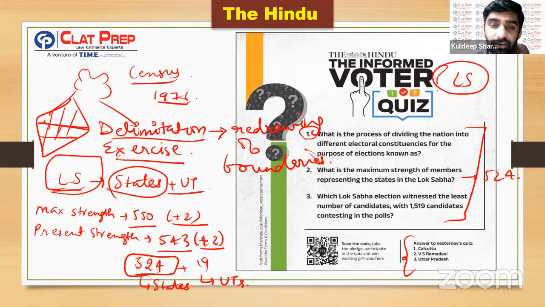Next, third question, another interesting question. Which Lok Sabha election witnessed the least number of candidates, with 1,519 candidates contesting the post? So basically, in which election did the fewest Lok Sabha candidates contest? The answer here would be 1957, which is the second Lok Sabha election. The first Lok Sabha election took place in 1951-52, and the second took place in the year 1957. In that election, there was a change in the number of states also, state boundaries were redrawn, and new states were created. Because of this, there were certain changes in the number of candidates. So in 1957, the least number of candidates actually participated.